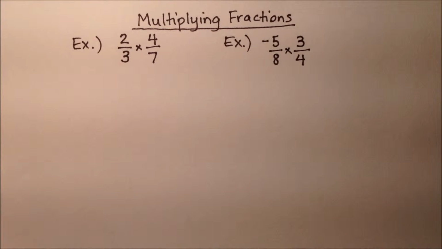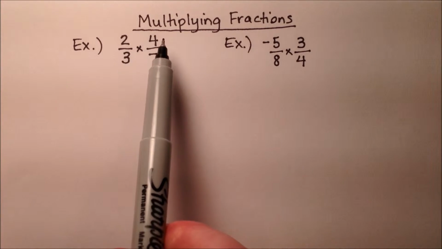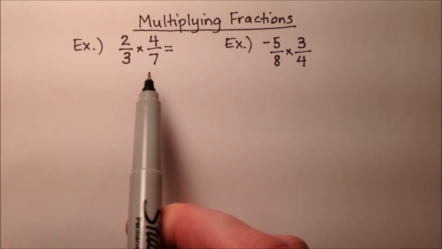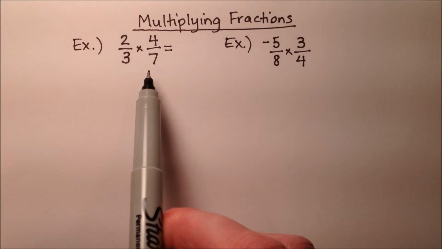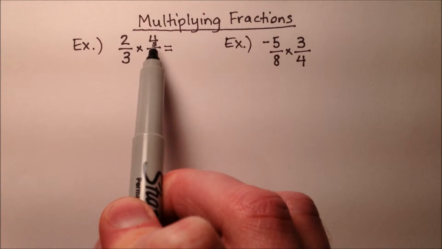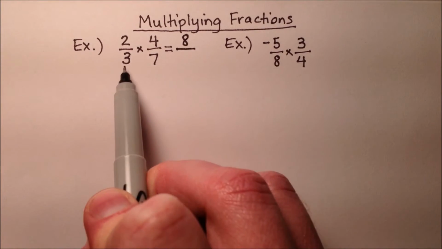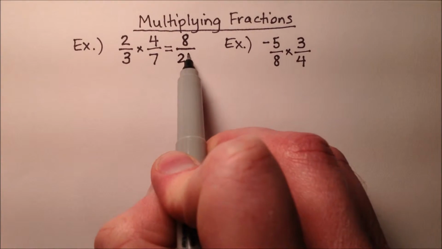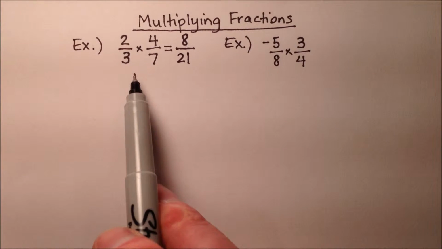This video is going to talk about multiplying fractions. When multiplying fractions, we're going to multiply across the numerators and across the denominators. In this first example, 2/3 times 4/7, 2 and 4 are the numerators, so we're going to multiply across and get 8. And 3 and 7 are the denominators, so we're going to multiply across and get 21. 8 over 21 is the answer to this multiplication problem.